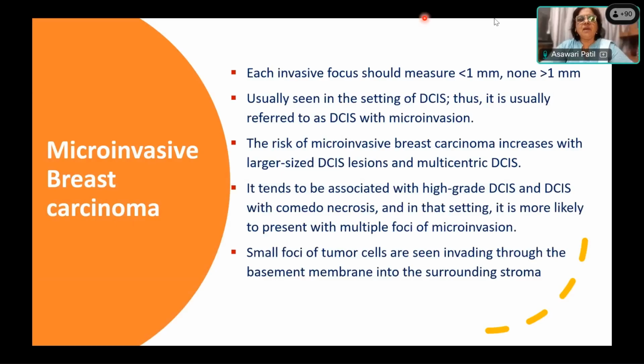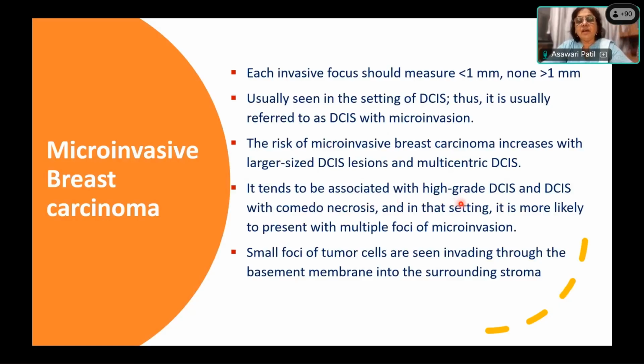So when you have any microinvasive carcinoma, there could be multiple foci. Each invasive focus should be less than 1 millimeter. None of them should be more than 1 millimeter. Even if it is a single focus more than 1 millimeter, it becomes T1a. Whenever you see microinvasive carcinoma, there is extensive DCIS around it. This DCIS is usually high-grade DCIS, may show some comedonecrosis, may show some multicentricity. So these are likely scenarios for any microinvasive carcinoma.